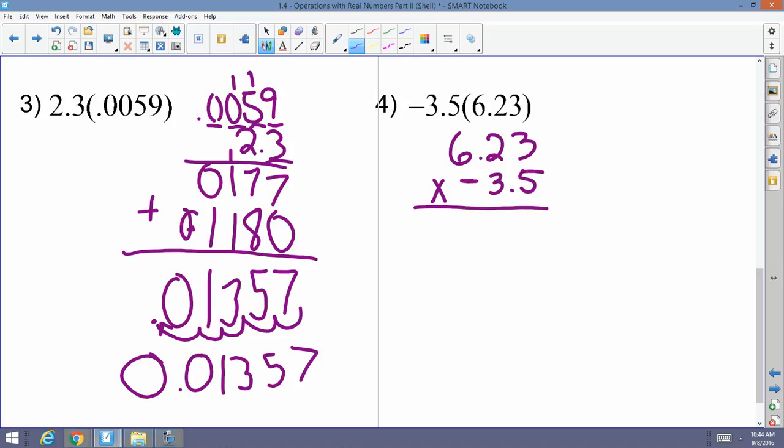Now, remember, this is multiplied by negative 3.5. I'm going to give you a little hint just to think about it. Remember, what's a negative times a positive? I'll be quiet, and I'll let you roll with it. Go. You got this. Doing okay?